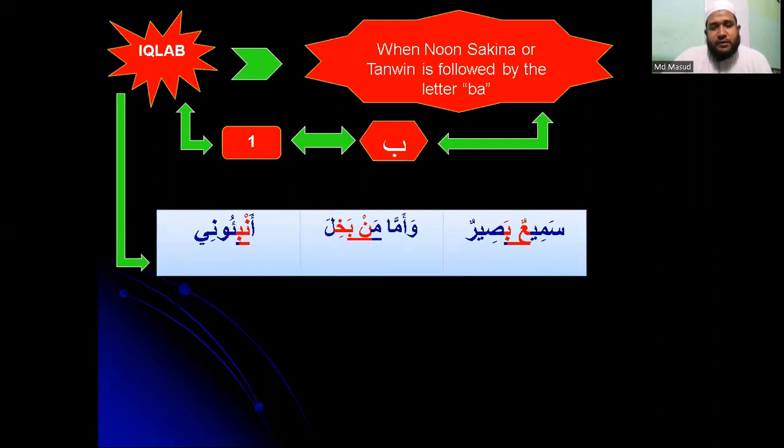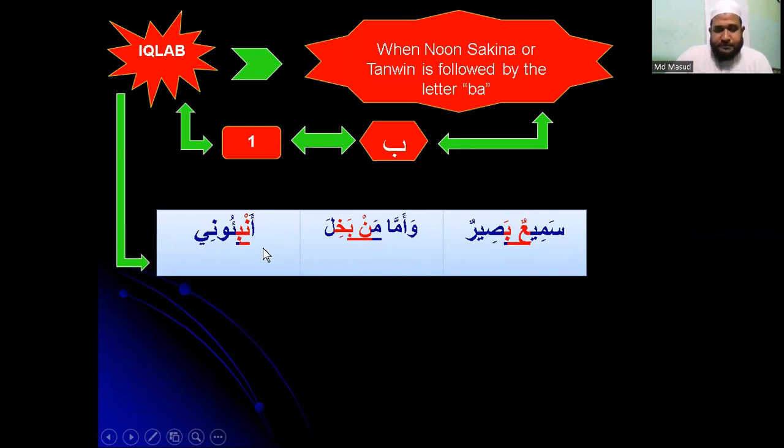The first one is Sami'un Basir. So Tanween with dhammatan is used, and after dhammatan, Ba comes, which is the letter of Iqlab. So we change the sound of Tanween, which is un, into um. So it becomes Sami'um Basir. The next example is Wa amma man bakhila. So Noon Sakin becomes Mim Sakin. Not man bakhila, this is mambakhila.